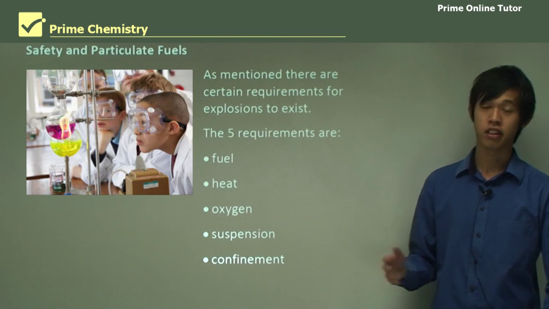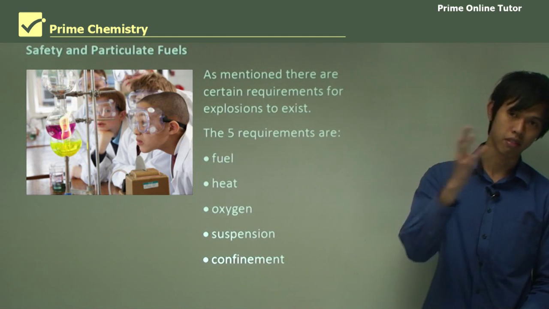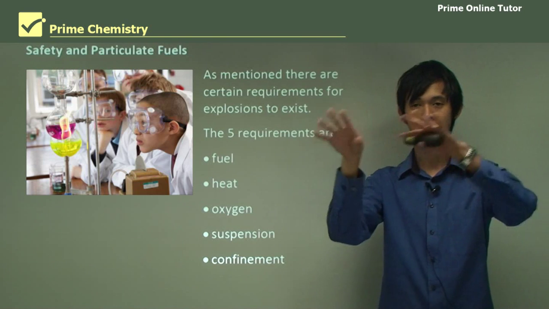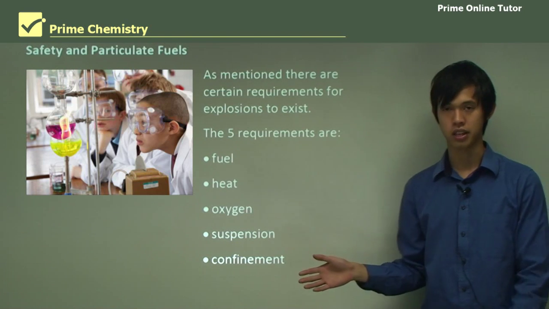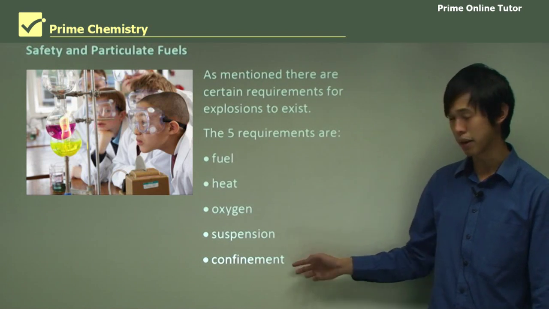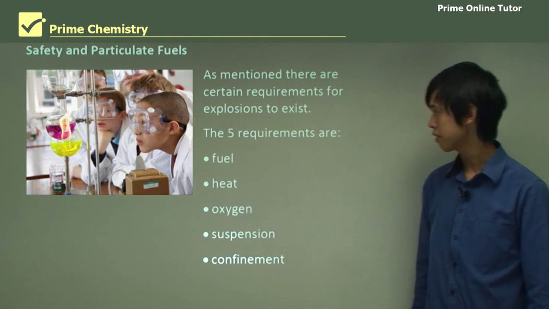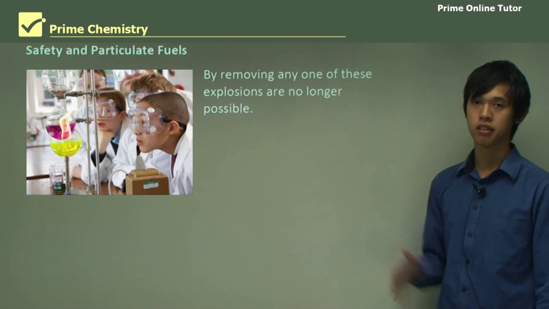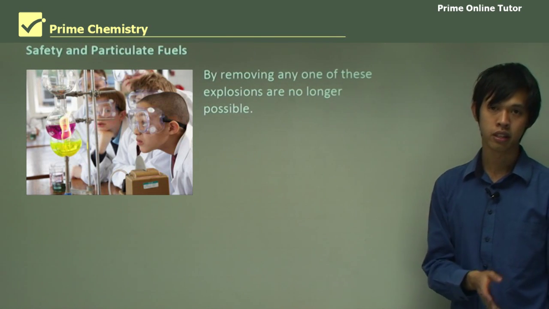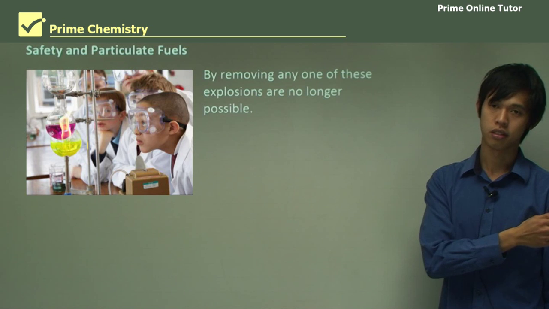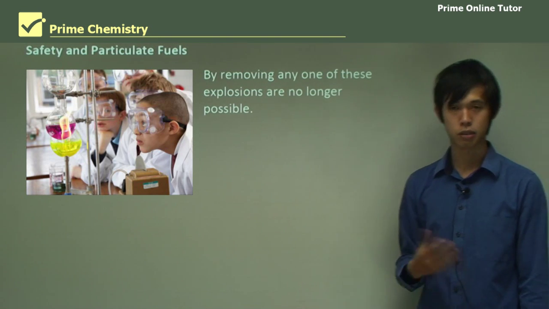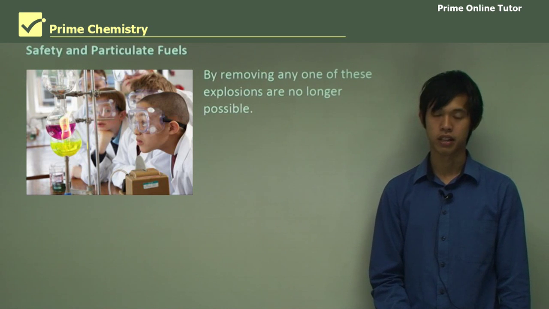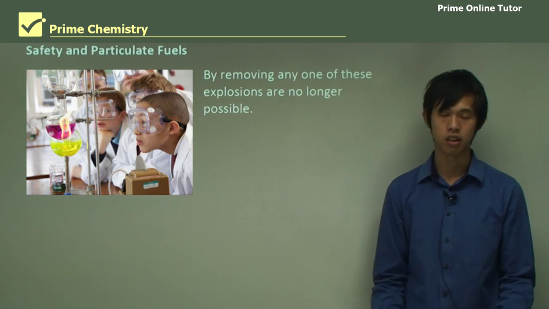That's why they try to ventilate things as much as possible, to get things moving from inside out into the environment where it won't cause any damage. Okay, so confinement is a big one for explosions. Okay. By removing any one of these, explosions are no longer possible. So if you remove confinement, then you can't have an explosion. If you remove suspension, so that everything's on the floor or something, then you can't have an explosion. Same with heat, fuel, or oxygen.